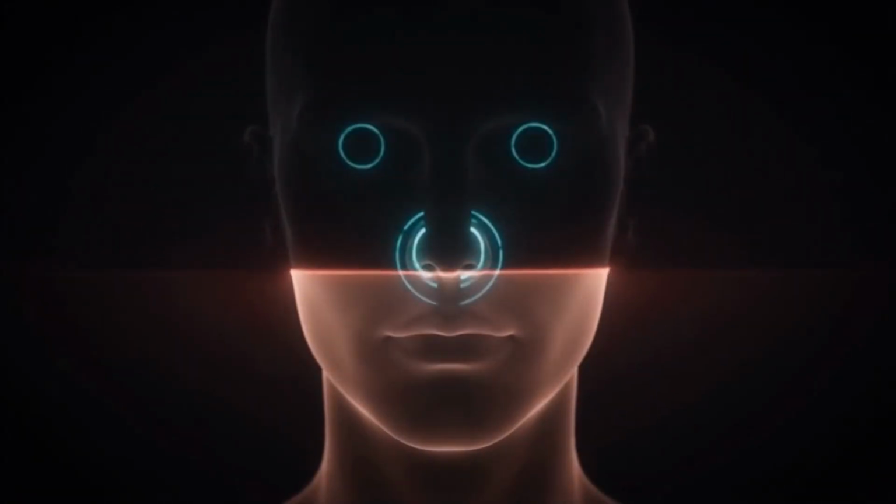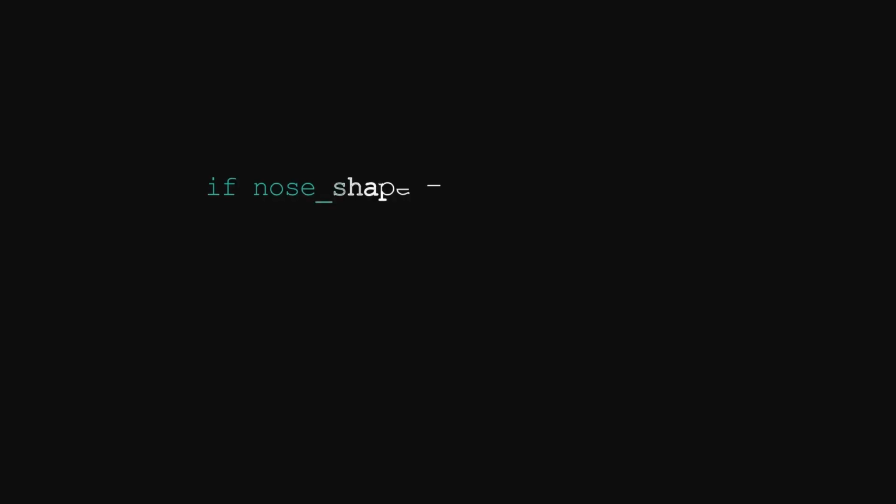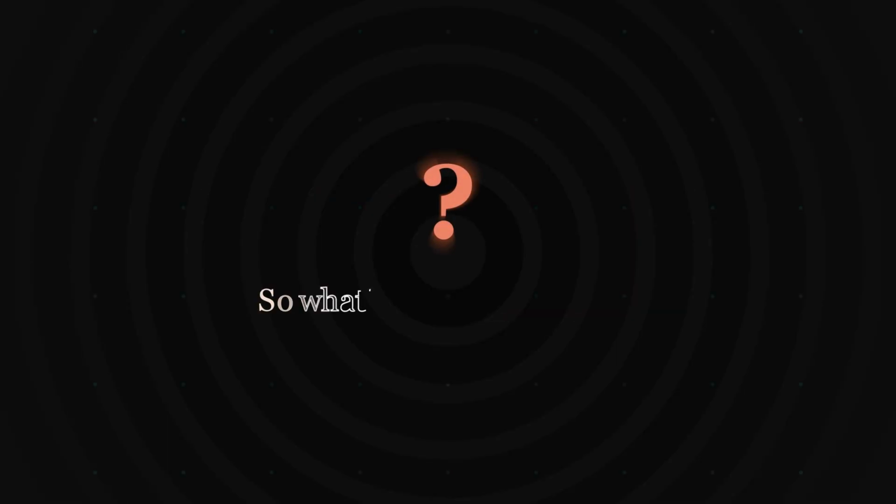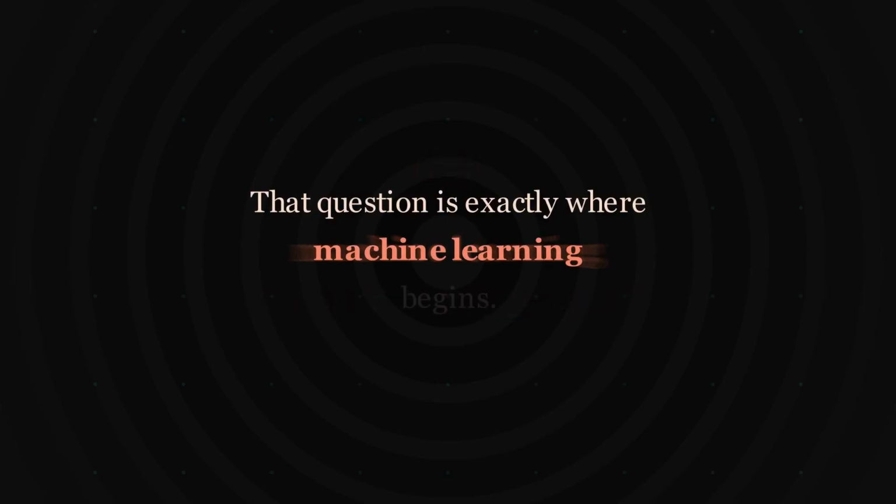But here's what's strange. No one sat down and wrote out a description of your face. Nobody coded in "her nose is this shape" or "his eyes are this far apart." There are no rules like that anywhere in the software. So what's actually going on? That question is exactly where machine learning begins.